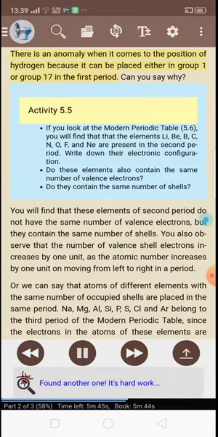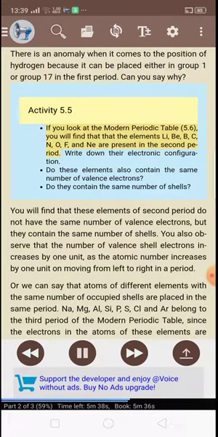There is an anomaly when it comes to the position of hydrogen because it can be placed either in group 1 or group 17 in the first period. Can you say why? Activity 5.5. If you look at the modern periodic table, 5.6, you will find that the elements Li, Be, B, C, N, O, F, and Ne are present in the second period. Write down their electronic configuration. Do these elements also contain the same number of valence electrons? Do they contain the same number of shells?